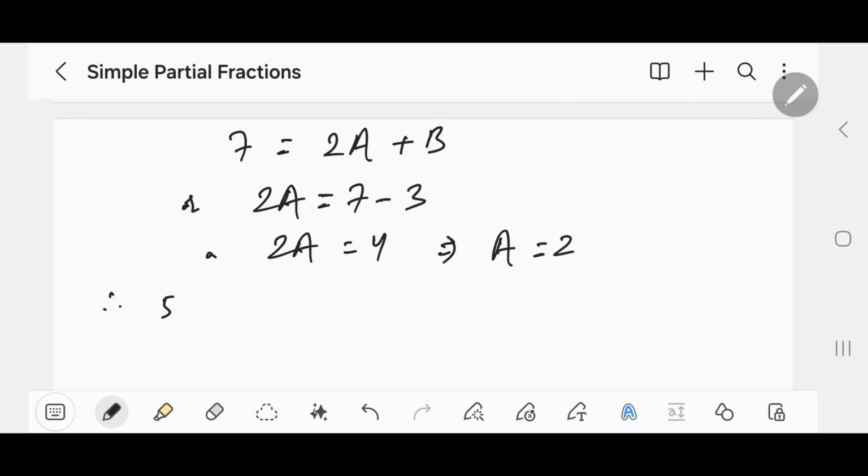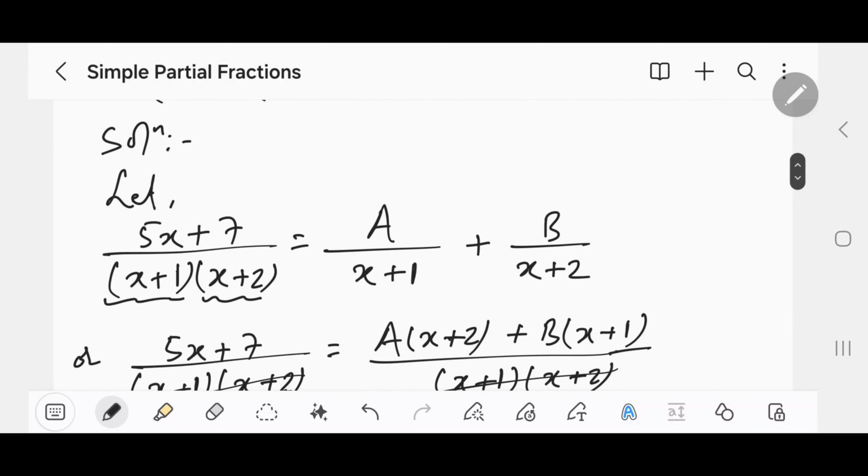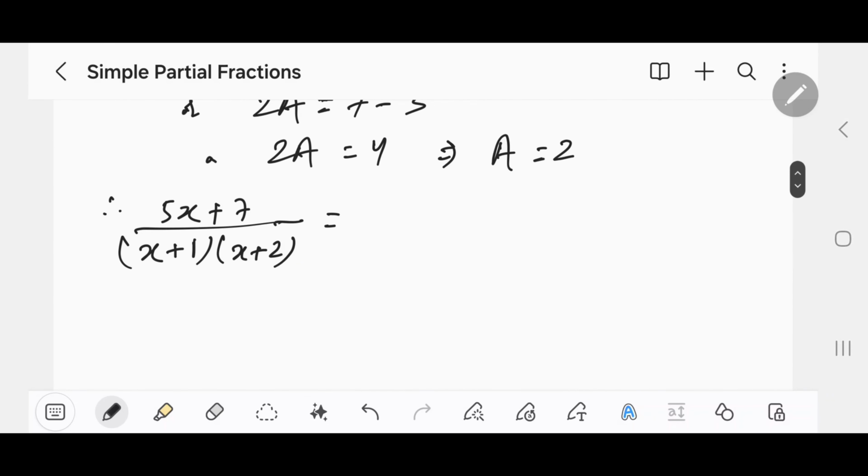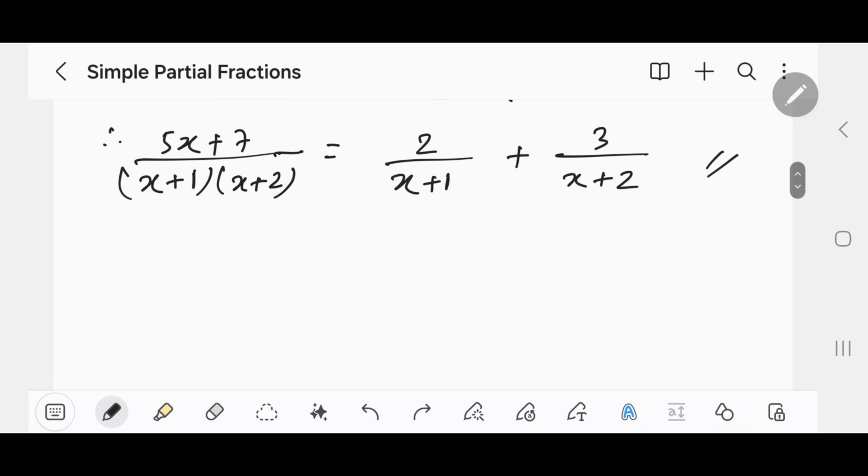Therefore, what we can write is (5x + 7) / ((x + 1)(x + 2)), where A is 2 and B is 3, right? So it equals 2/(x + 1) + 3/(x + 2). This is the answer.